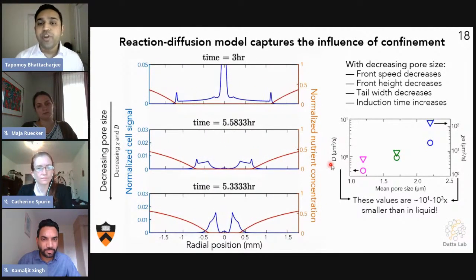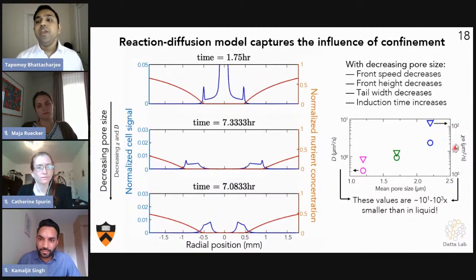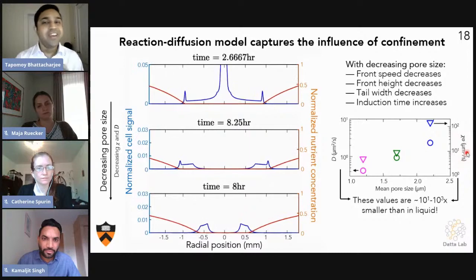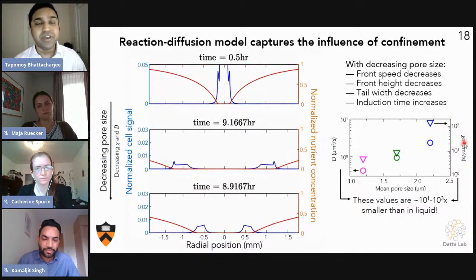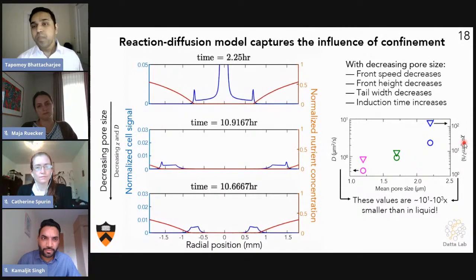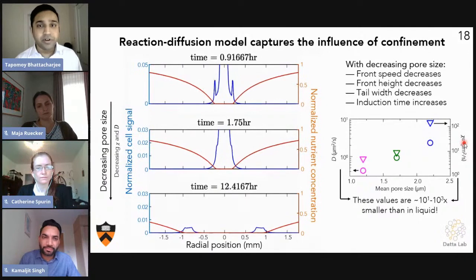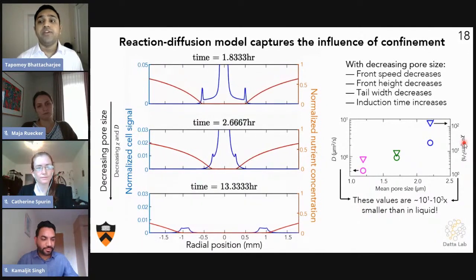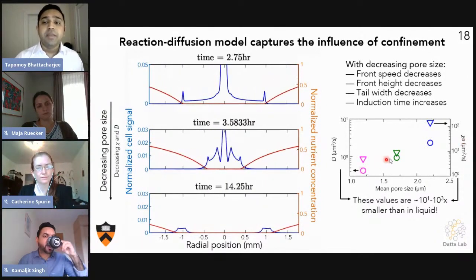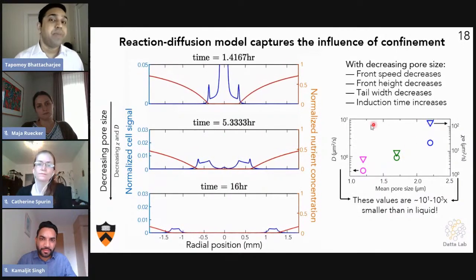And finally, since we are imposing this measured diffusivity in our model, we can question the chemotactic parameter, or the chemotactic sensitivity, of this bacteria in porous media. Traditionally, this is thought to be an intrinsic property of bacteria, but we found that in porous media, the chemotactic parameter is also pore size dependent.